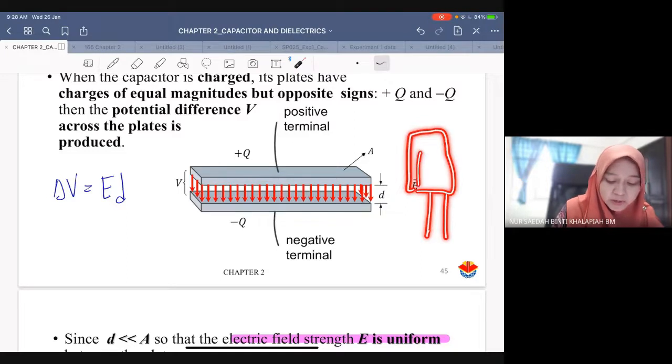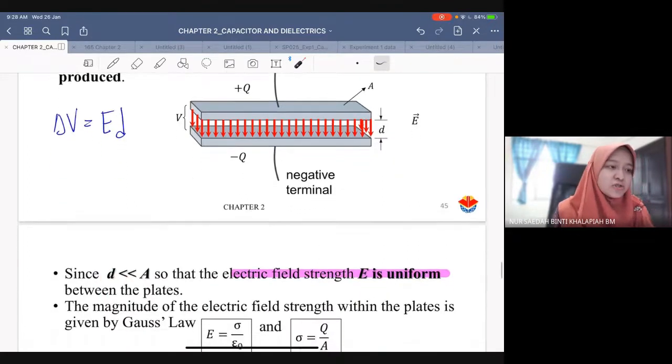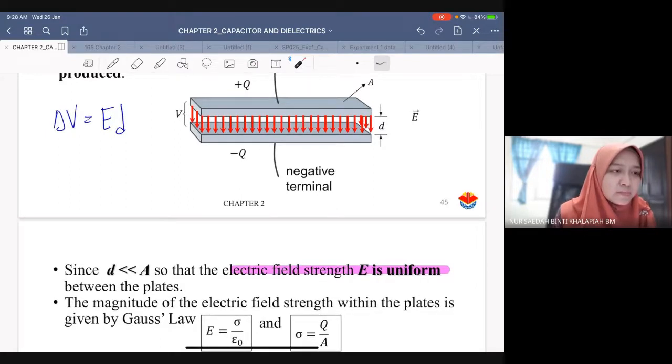So maksudnya parallel plates dia tu dalam tu sebenarnya sangat kecil dan rapat lah. So by the way, the distance between two plates are very much smaller compared to the area. So the electric field strength in between our plates is uniform. Okay, we have learned this by the way from the chapter 1. So capacitor has a uniform electric field.